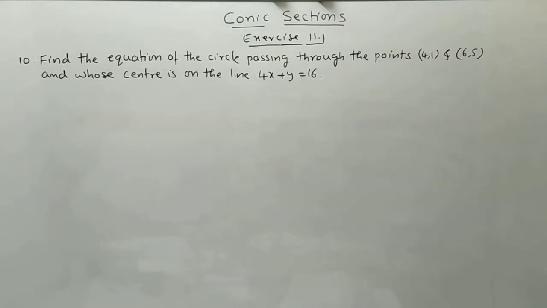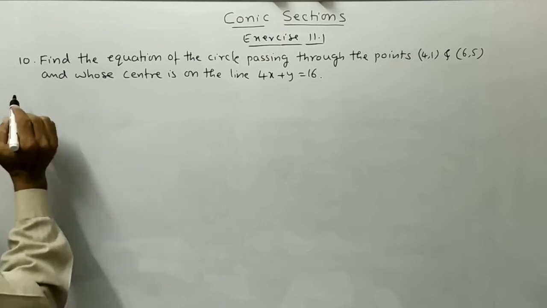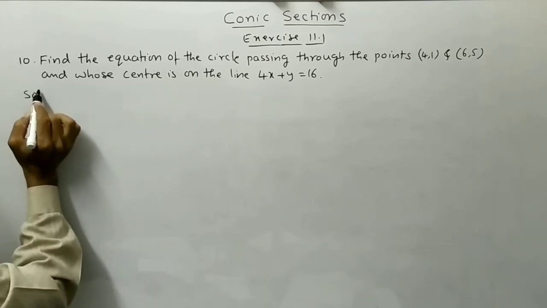Question number 10. Find the equation of the circle passing through the points with coordinates (4, 1) and (6, 5) and whose center is on the line 4x + y = 16. Solution.